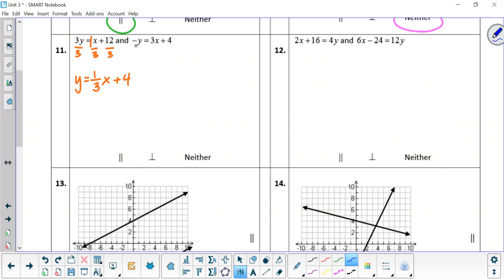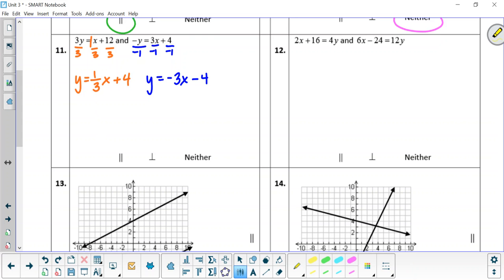My second equation, I have to divide everyone by -1. So it cancels the negative. Y equals, this becomes a negative 3x minus 4.